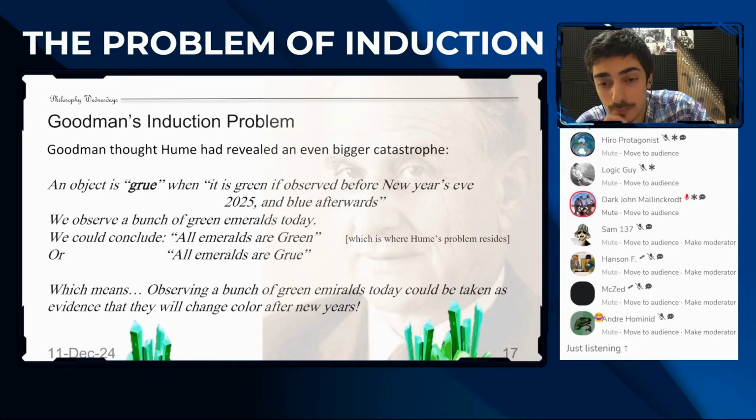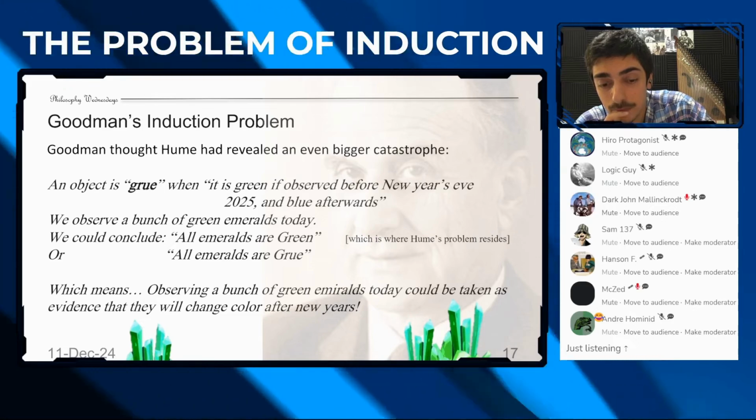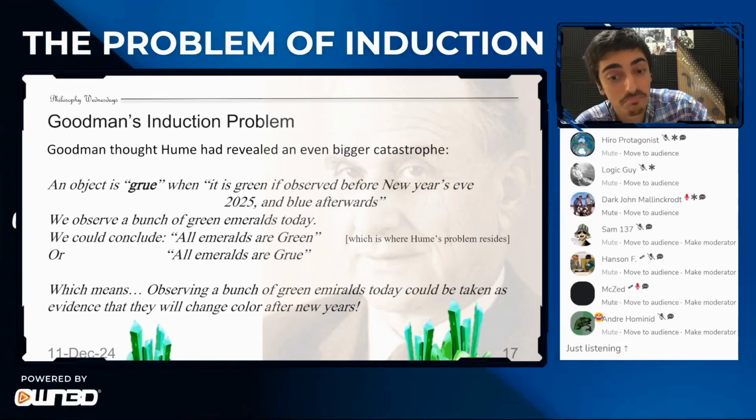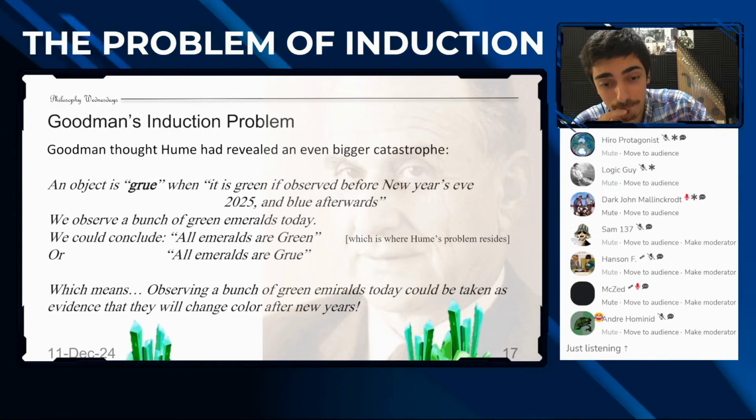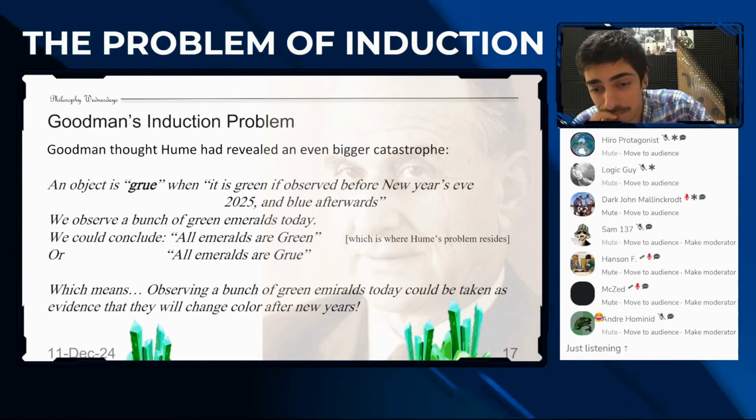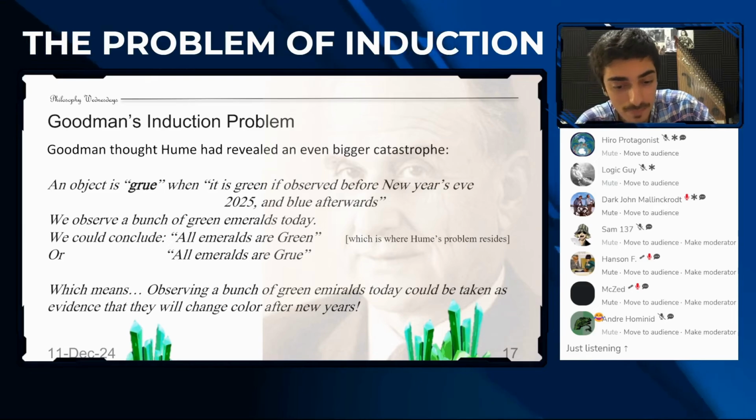Yeah, I see the problem here, but it strikes me you have no evidence for GRU until you have some evidence that something changed, right? It has to at least be in the past that you have seen that object be green and then be blue afterwards.